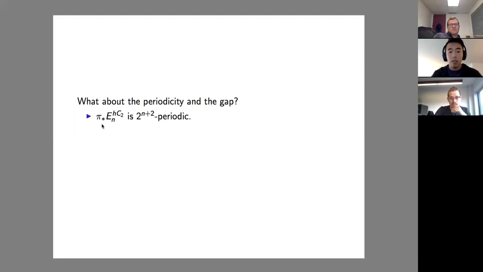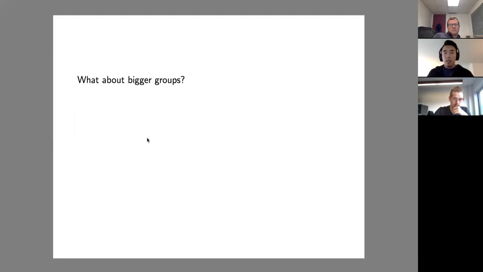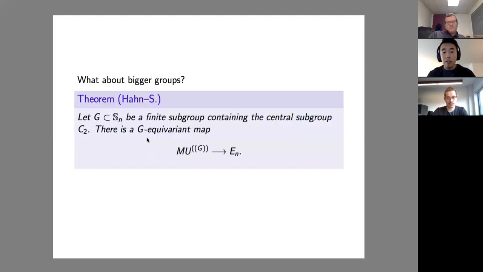So what we know from the computation is that π_* of En^{hC2} is 2^{n+2}-periodic, and there's also a gap. And the question to ask is what happens at bigger groups? So this is what I explained happens C2-equivariantly. What about bigger groups? What you can do is use the Hill-Hopkins-Ravenel norm functor to convert the real orientation into a G-orientation.